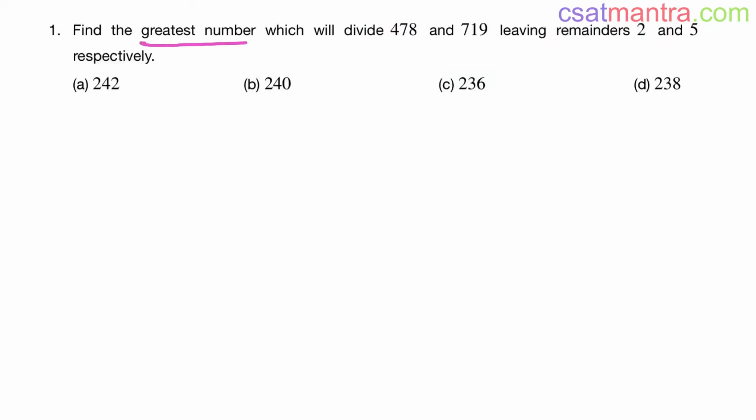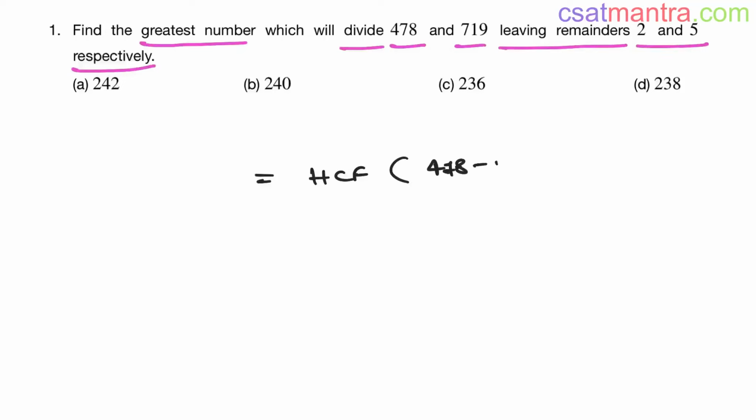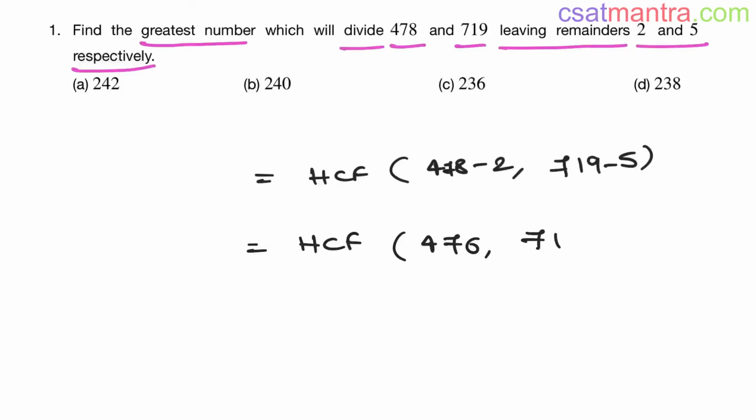Find the greatest number which will divide 478 and 719, leaving remainders 2 and 5 respectively. Hope you remember the table which we have learnt in the HCF lecture. This is a type 3 problem. The answer for this would be the HCF of 478 minus 2 and 719 minus 5. Now this is the HCF of 476 and 714.